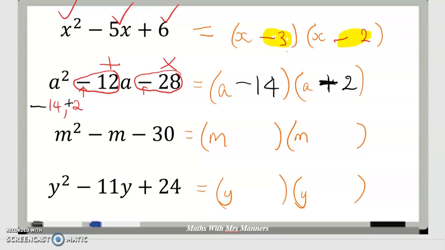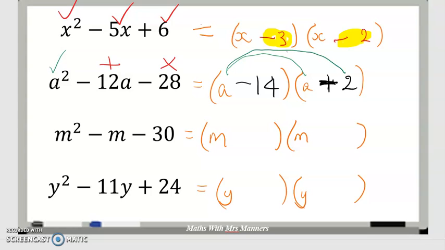And then I can do a quick manual check. The manual check is massively important. You must do it every time, and it'll become very quick for you once you get this habit sorted in your head. So a times a, yep, that gives me a squared. Now we've got 2a minus 14a, and 2a minus 14a, yes, that is minus 12a. And then the last terms, minus 14 times plus 2, yes, that's definitely minus 28.